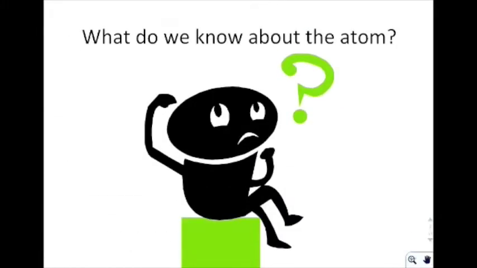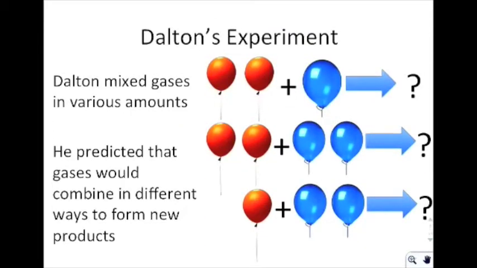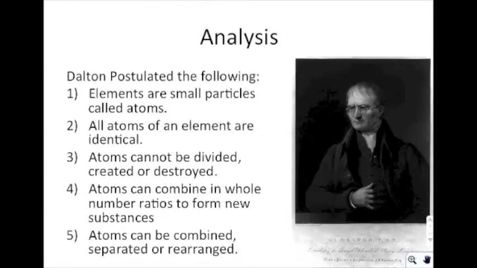First thing is, what do we know about the atoms? There's lots of things we know about the atoms. From a chronological standpoint, the first experiment we have was Dalton's experiment. He mixed various amounts of gases. These orange balloons are represented by hydrogen, and these blue balloons by oxygen. What Dalton found was that whenever he mixed different ratios of gases together, he came up with a difference in products. This is called the law of multiple proportions. He predicted that gases would combine to form new products, but when he did the experiment, he found that they always gave the same product.